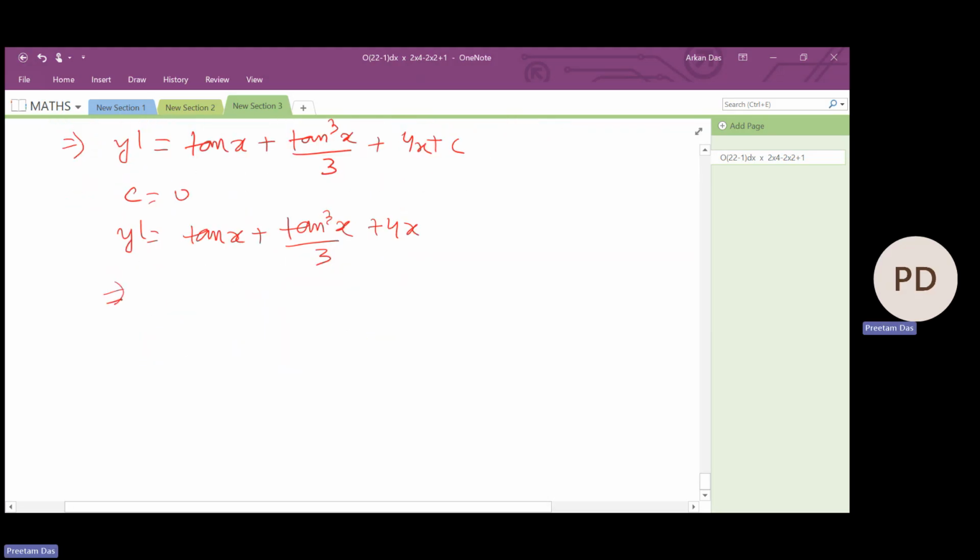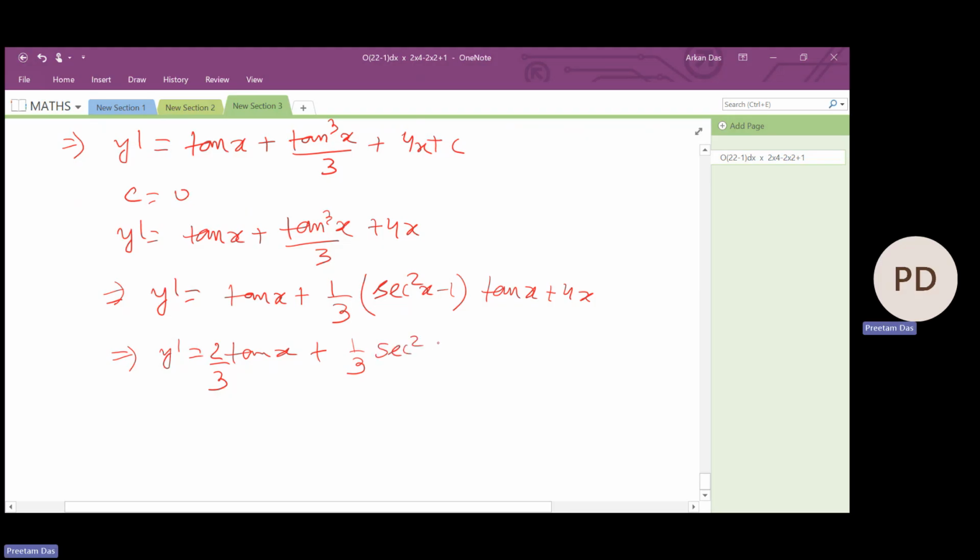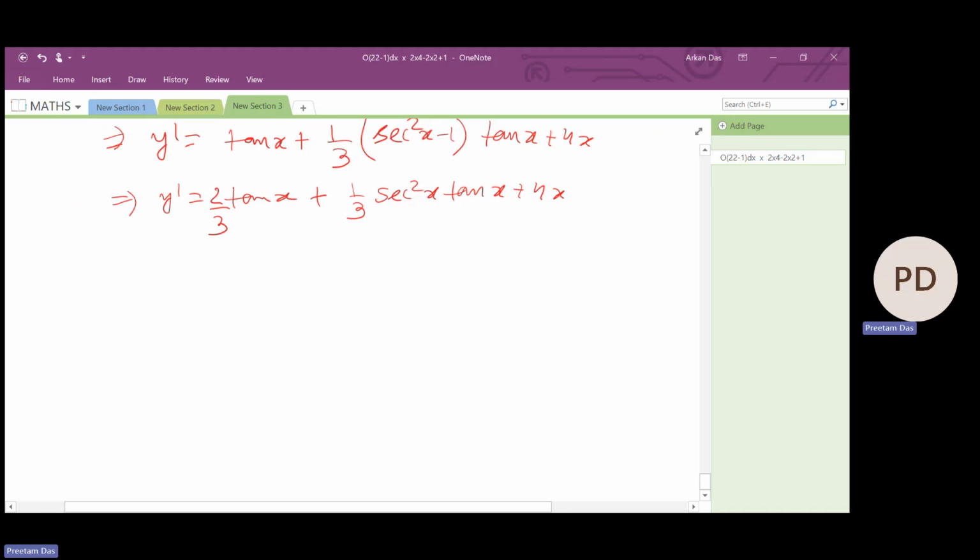Now again, how will you integrate this? For that we have to do a little bit of adjustment. Tan x, and this one I can write 1 by 3 sec square x minus 1 times tan x, and then 4x. Tan square x is written as sec square x minus 1, and one more tan x is remaining. So this will become 2 by 3 tan x plus 1 by 3 sec square x tan x plus 4x. Now you can very easily integrate this.